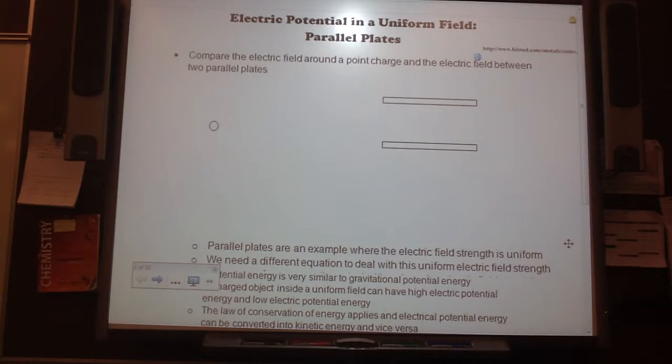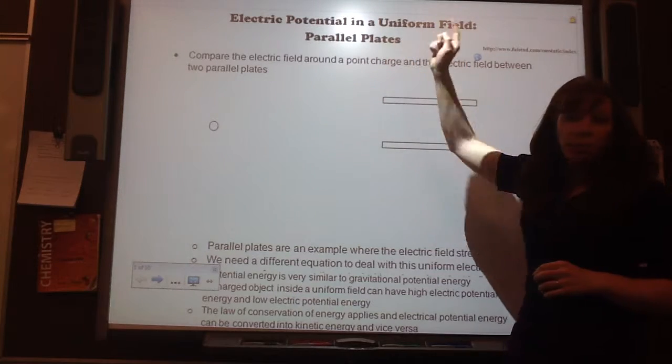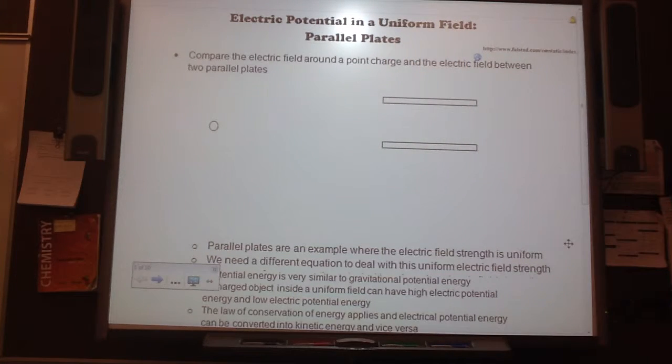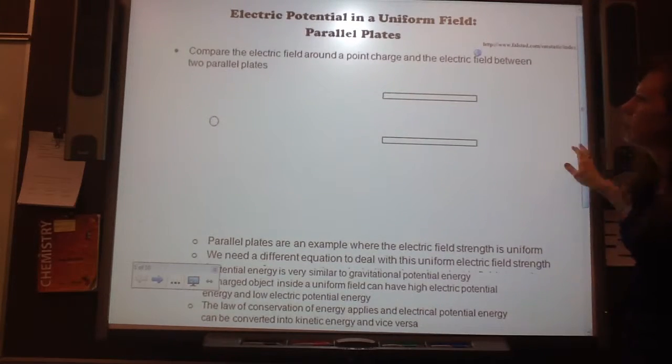So when we think uniform fields, uniform electric fields, we think parallel plates. So that's the topic that we're going to be dealing with. Here it says compare the electric field around a point charge and the electric field between two parallel plates.